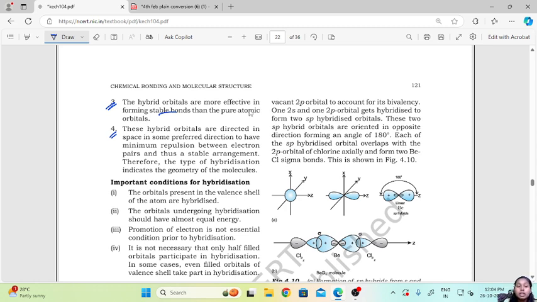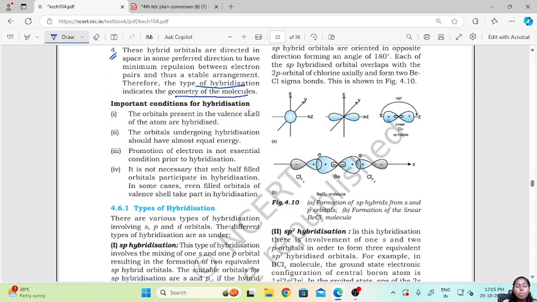So therefore the type of hybridization indicates the geometry of the molecule. Hybridization also indicates the geometry of the molecule, because to attain a stable compound, they will arrange themselves in such a way that there is minimum repulsion. So that arrangement will give you the geometry of the molecule.